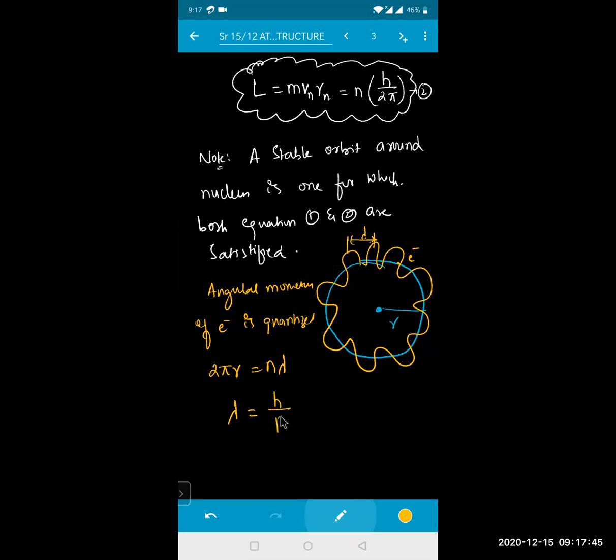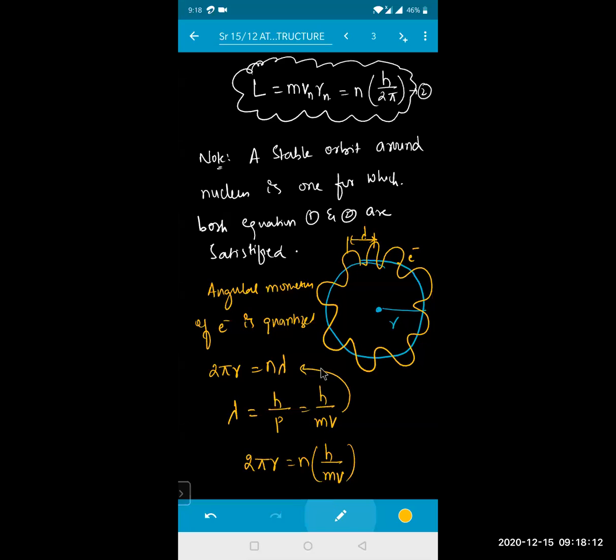h by p, and p is nothing but m into v, isn't it? So from the given relation, lambda is equal to h by m into v. So I got the wavelength lambda. Substitute this in equation 1. So this will become 2 pi into r is equal to n into lambda, which is h by m into v, isn't it?